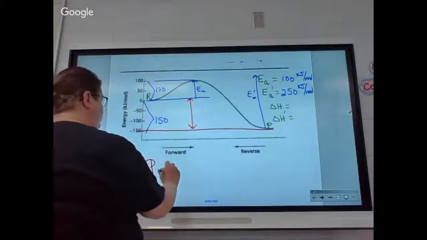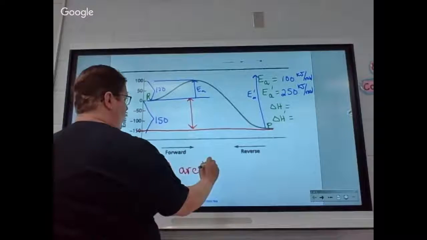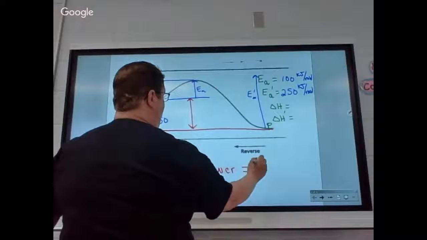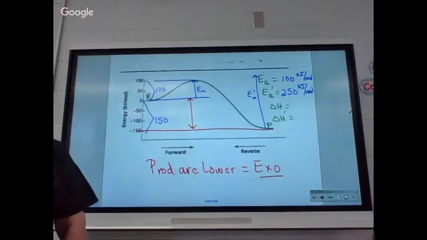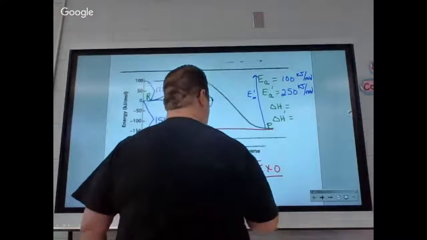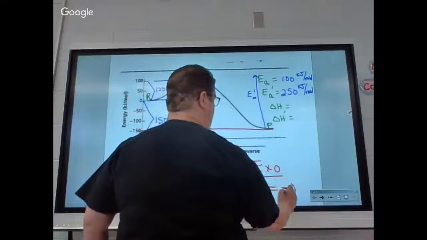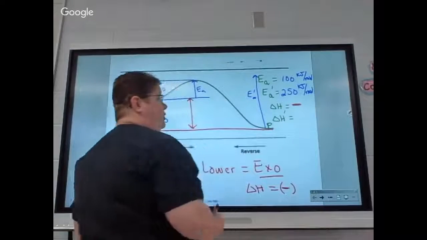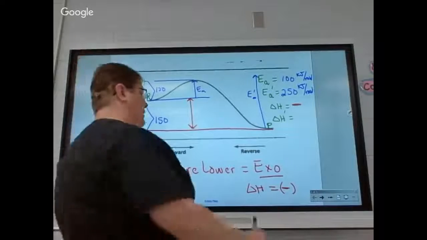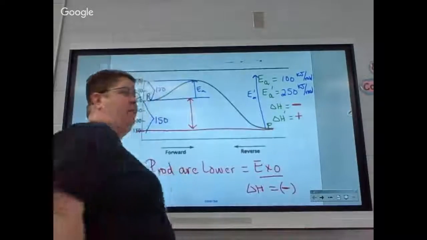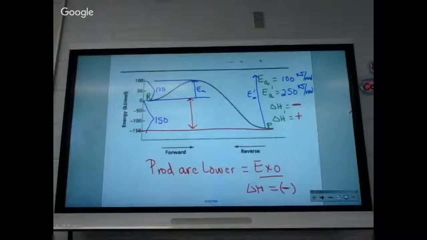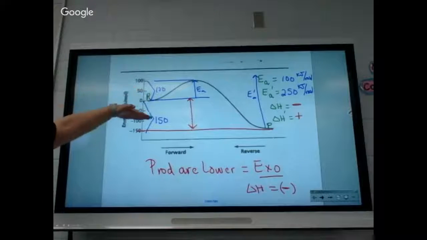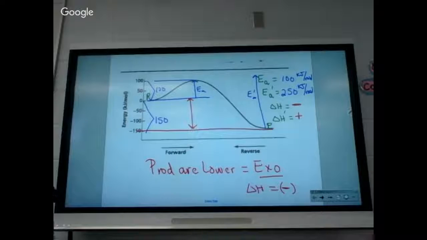Products are lower. It means it's exothermic. So if it's exothermic, what can you tell me about delta H? Delta H is negative. So I'm going to put a negative right there, which means the reverse is going to be what? Positive. Now all we need are the numbers. The numbers will be the same for delta H. So what's the difference? Again, it's the number line. Don't yell out anything dumb. We're going from 0, where the reactants are, to what, where the products are? 150.